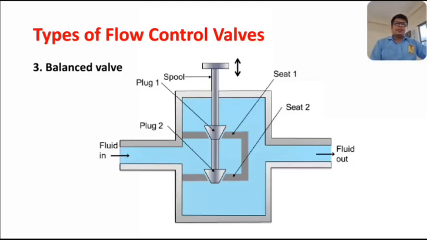The pressure balanced valves are used in houses. They provide water at nearly constant temperature to a shower or bathtub, and whether the supply is hot or cold, we can use this type of balanced valve. So these are the three basic types of flow control valves.